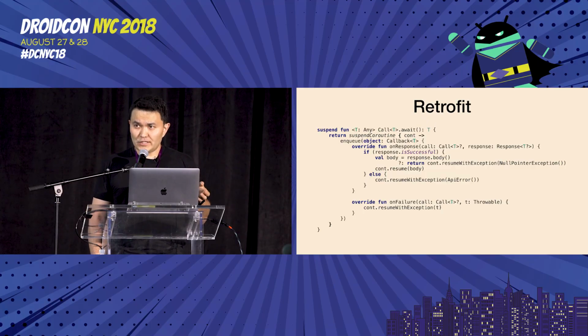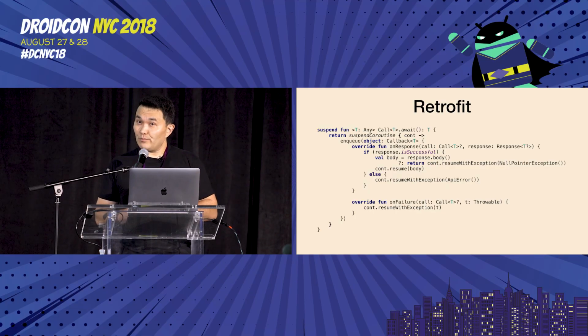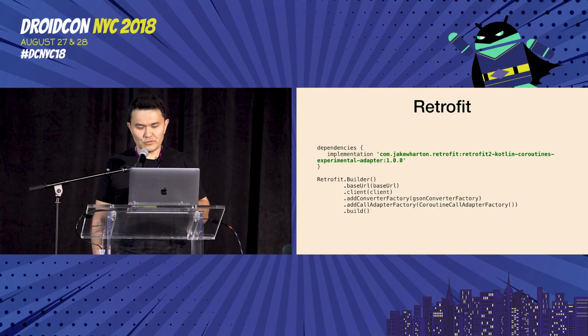So as long as your callback API has a way of distinguishing between success and failure, or even if it only has the success, you just need to call the resume on the continuation and you're done. There is a better way to do this. If you are using Retrofit, you will probably want to use the coroutine call adapter. So that way that happens behind the scenes for you.